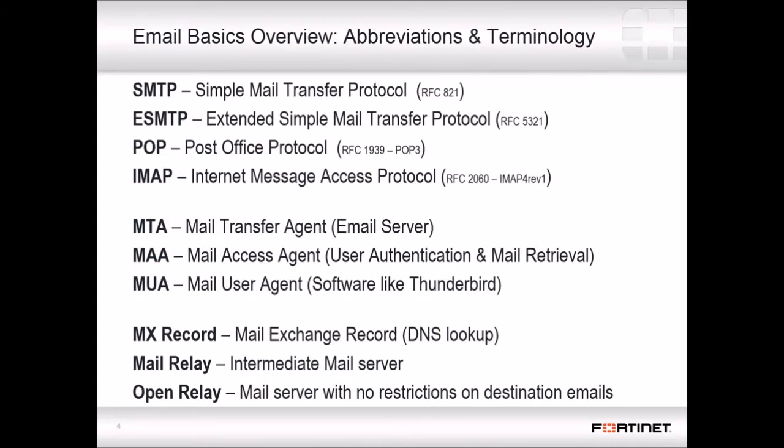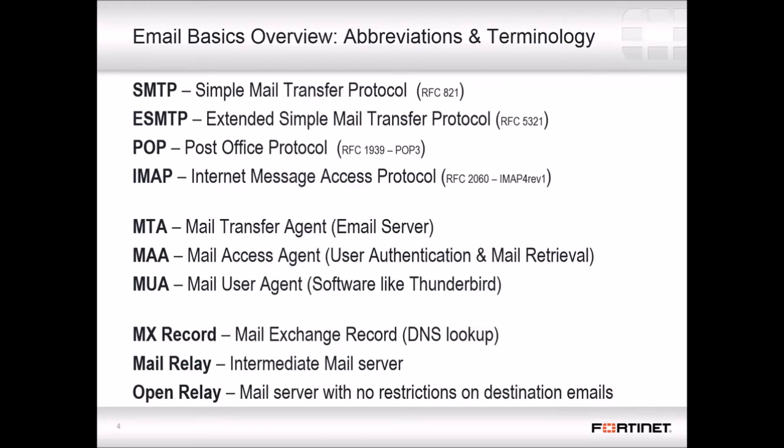We'll begin by covering a few abbreviations and terminology that are commonly used when talking about email. First, there's SMTP, Simple Mail Transfer Protocol. This is the original foundation of email. ESMTP is for Extended SMTP and simply expands the number of available commands. This is the most common method used to move email around the internet today. POP stands for Post Office Protocol and IMAP stands for Internet Message Access Protocol. Those are the two most commonly used mechanisms for accessing your email.